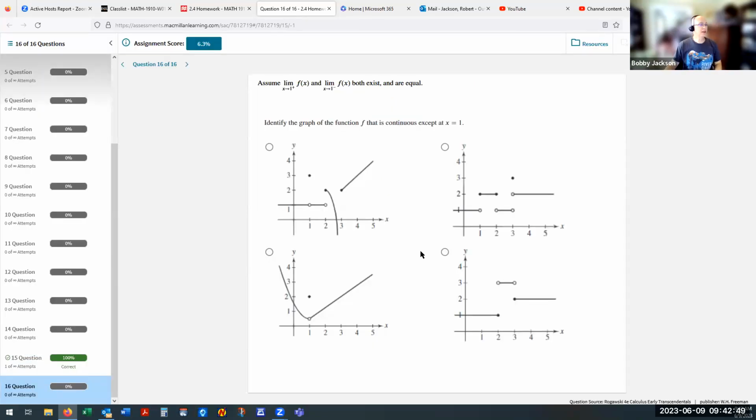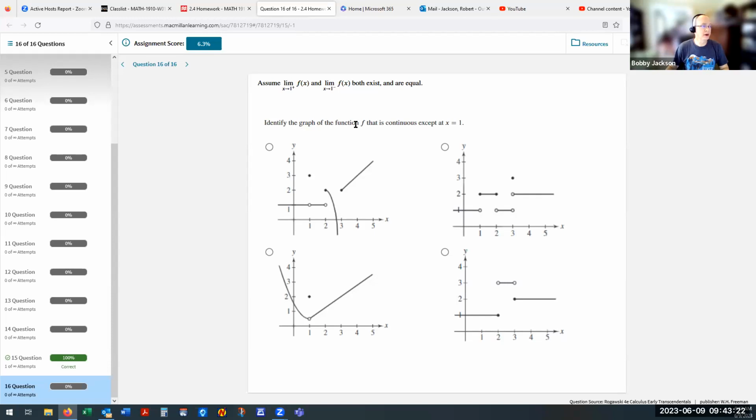Okay, number 16 here. Similar, I think, the same graphs maybe, or something very similar to the ones we had, but here's the information now. We assume that the limit as x approaches 1 from the positive side and the limit as x approaches 1 from the negative side, the limit from the right and from the left, both exist and are equal to one another. So we're basically going to the same point, or same location, whatever it is, from both sides.